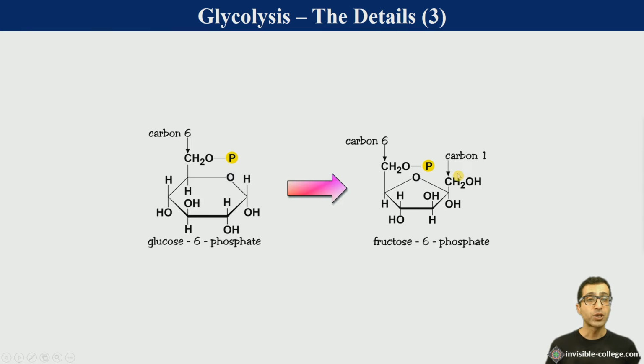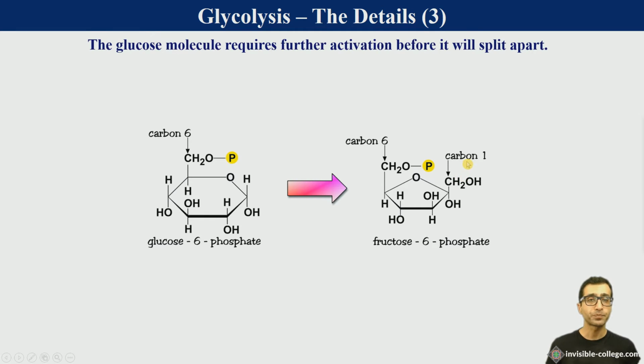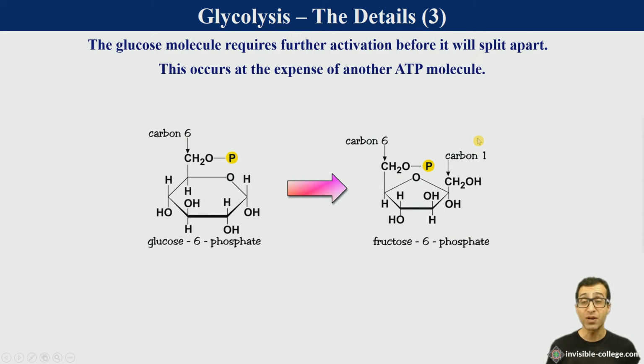So the glucose molecule requires further activation before it starts to split apart. Now, this occurs again at the expense of an ATP molecule. So the glucose 6-phosphate first has to be rearranged. It has to be isomerized to form a fructose 6-phosphate molecule.